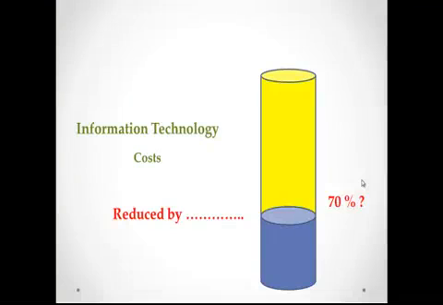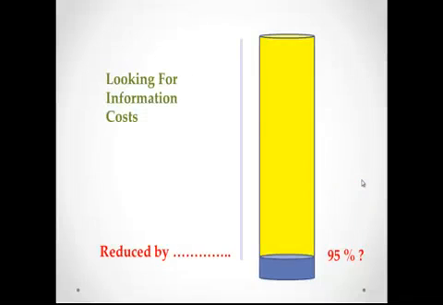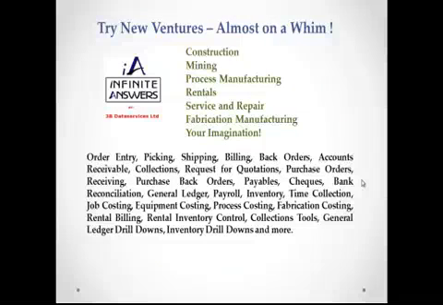Consider the possibilities of reducing your IT costs by as much as 70%, or perhaps your administrative costs by as much as 50%. Consider all that time you spend looking for things reduced to almost zero. Consider the percentage of your current gross margin that is currently consumed by your current IT and administrative costs. In many companies, just adjusting these costs alone could have a tremendous impact on the bottom line. And let's not forget about a newfound ability to innovate and try new ventures almost at a whim. This by itself delivers a brand new perspective on the power and potential of the UNERP information system.